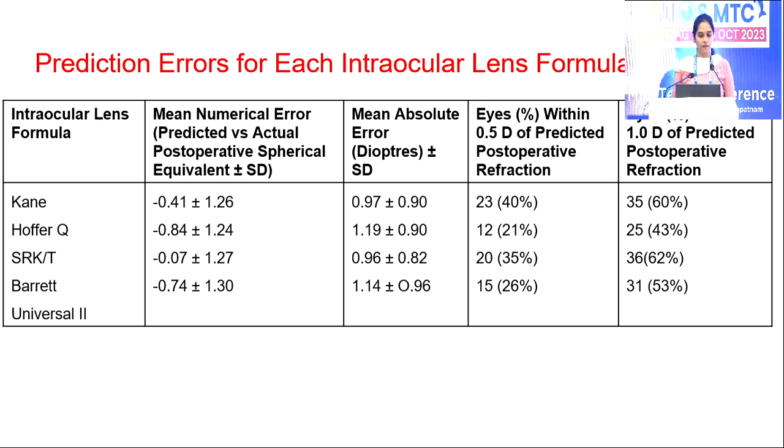Eyes within 0.5 diopters of predicted postoperative refraction: with Kane it is 23 eyes, 40%; with Haigis it is 12 eyes, 21%; with SRK/T it is 20 eyes, 35%; and with Barrett Universal 2 it is 15 eyes, 26%. Eyes within 1 diopter of predicted postoperative refraction is highest with SRK/T, with 36 eyes, 62%.